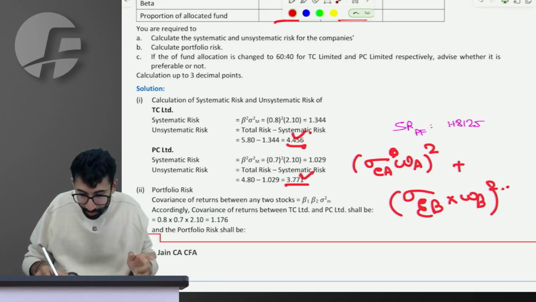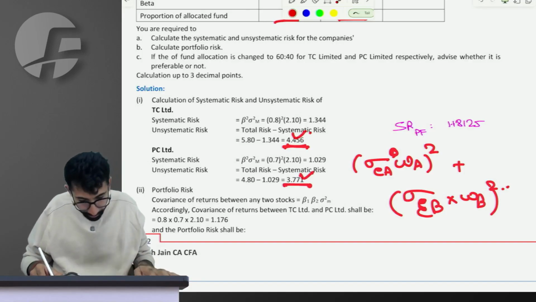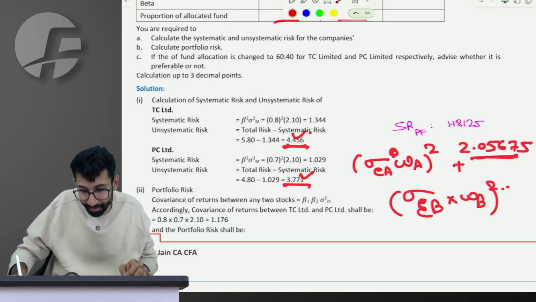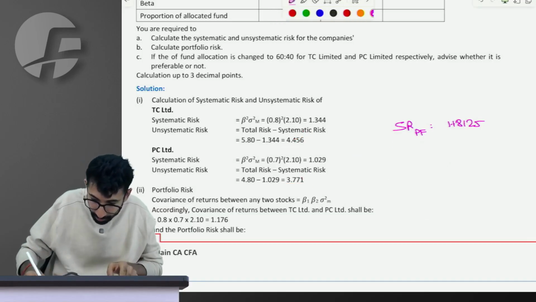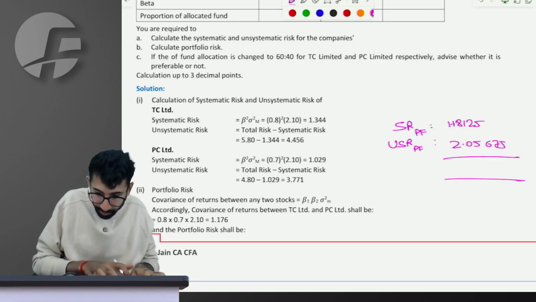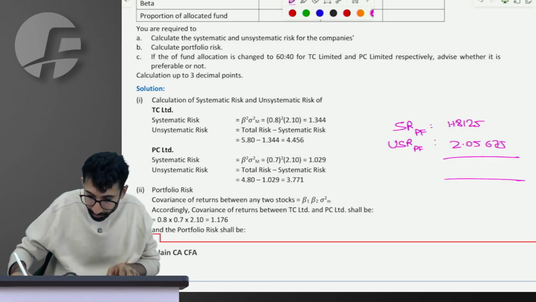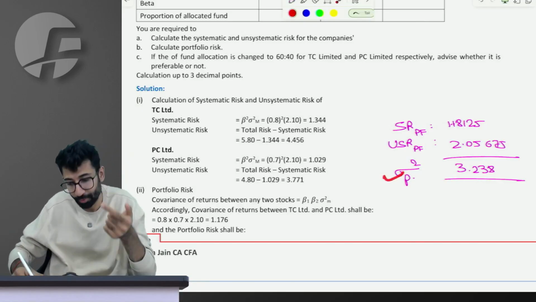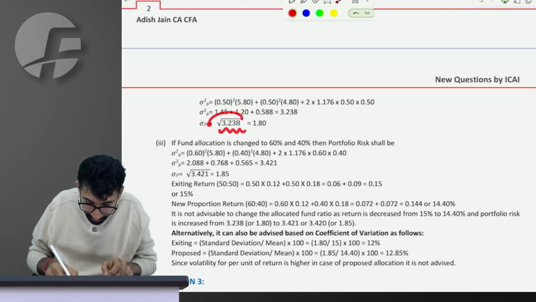0.5 squared into 4.456, this is already variance, plus 0.5 squared into the second security's 3.771, gives 2.05675. This is the unsystematic variance of the entire portfolio. The total variance of the portfolio is 2.05675 plus 1.18125, which gives 3.238. Yes, this is the variance, which is at squared level, of the portfolio. So 3.238 is the variance of the portfolio.